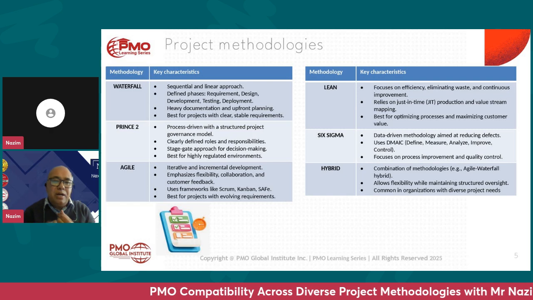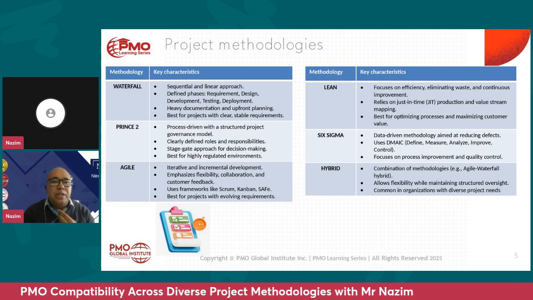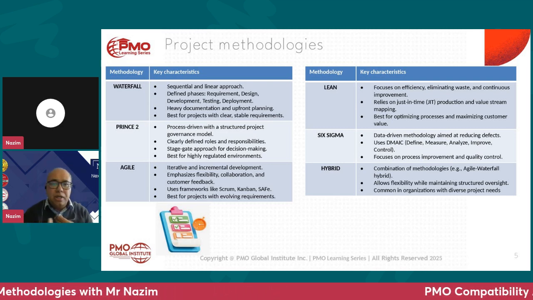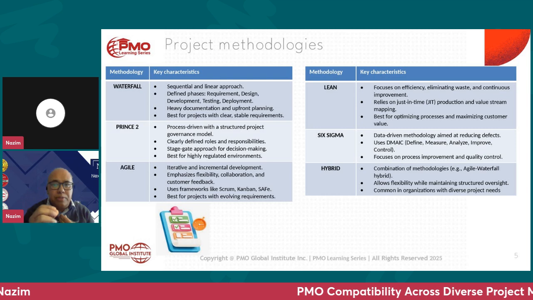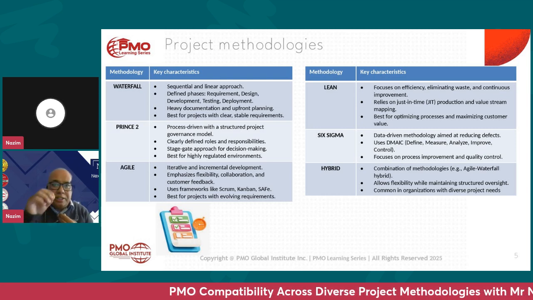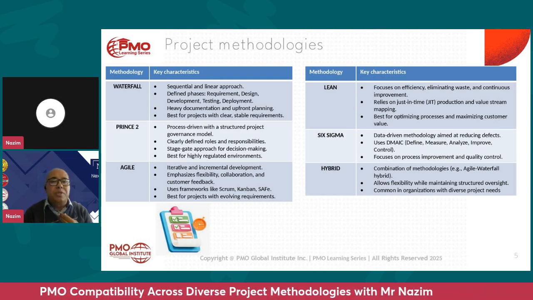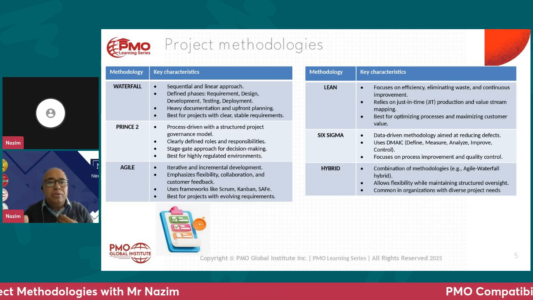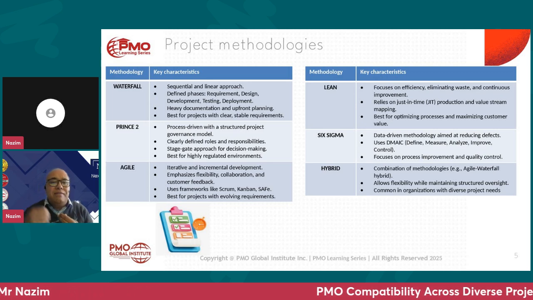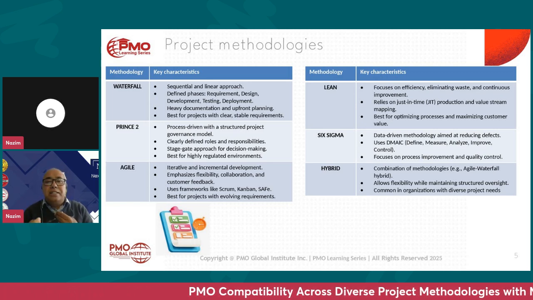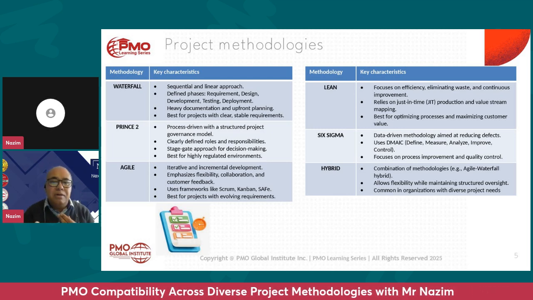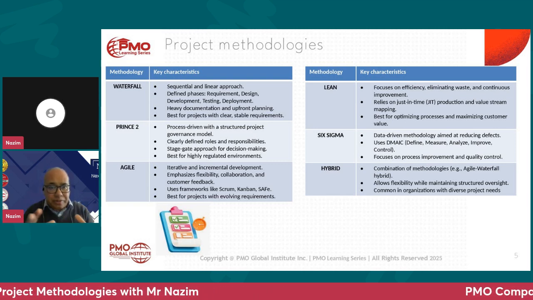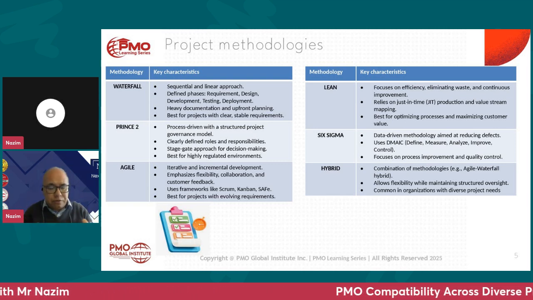In this slide, we put the main methodologies that we encountered: Waterfall, Prince2, Agile, Lean, Six Sigma, Hybrid. You all know those methodologies, and they are required for specific projects. Waterfall is best for projects with clear, stable requirements, for example. Agile is for uncertain environments, time to market, best for projects with evolving requirements. Six Sigma focuses on process improvement, Lean on process optimization. And you also have the hybrid. So those methodologies are quite standard, used by a lot of companies for different projects.